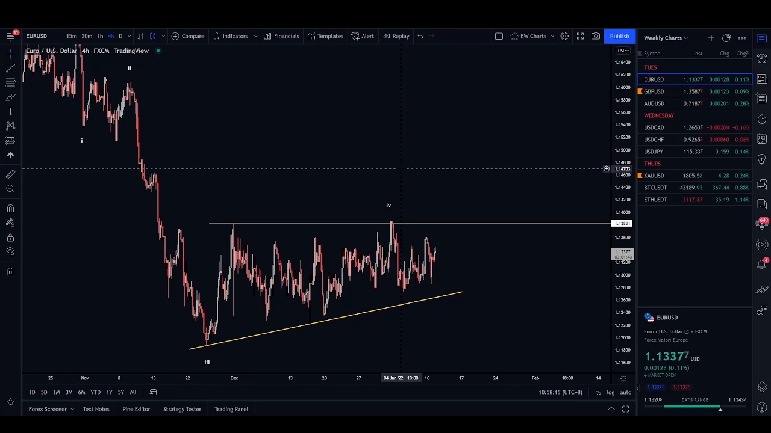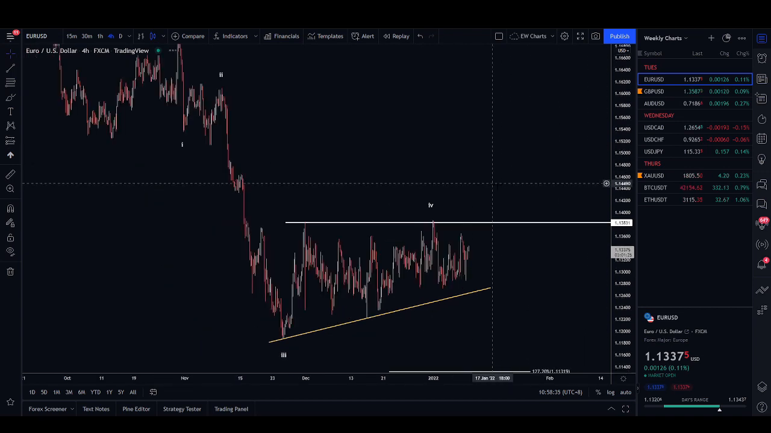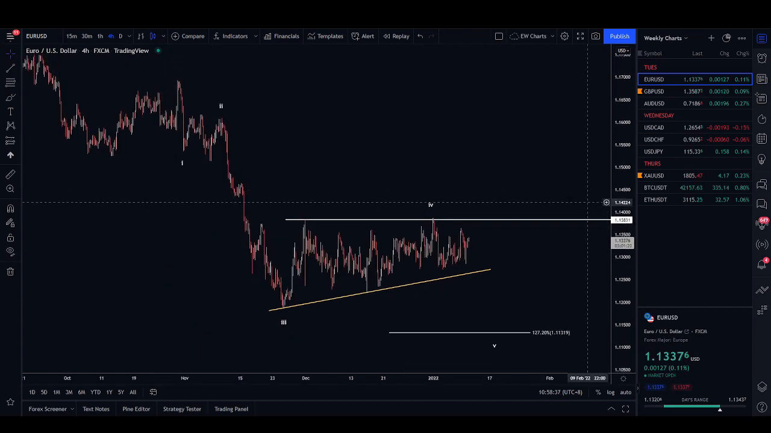So for today's video, we'll be covering three potential currency pairs: the euro dollar, the pound dollar, and of course the Aussie dollar. The methodology that we're going to be using is based on Elliott wave principles. Okay, so let's dive in and talk about these three potential setups and opportunities available in the market.